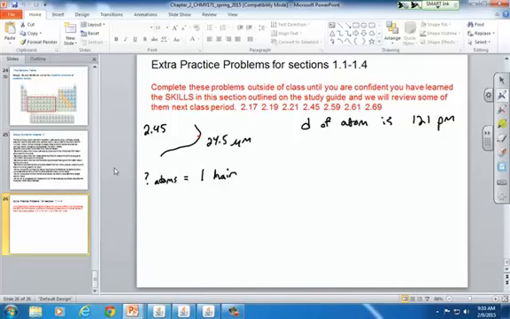So the relationships we have: 25.4 micrometers is equal to the diameter of 1 hair. So we could say 25.4 micrometers equals 1 hair. That's the distance of 1 hair. Another relationship we have is the distance of 1 atom, 121 picometers. So 121 picometers is equal to 1 atom. That's the distance across 1 atom. So those are the only relationships we need.